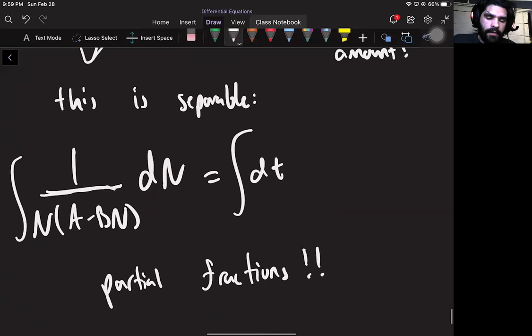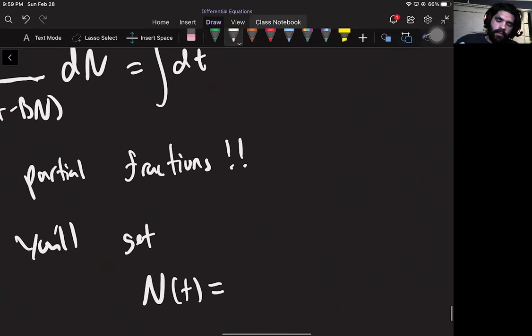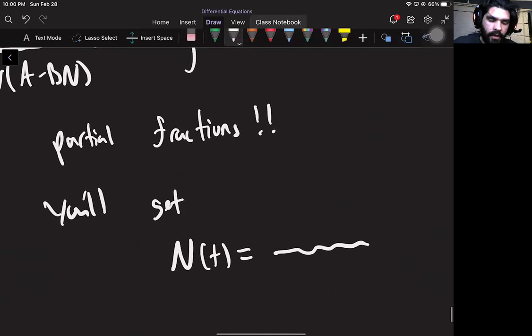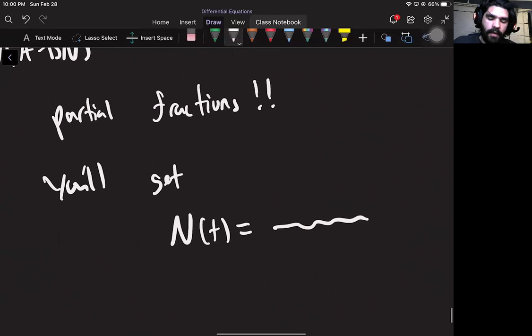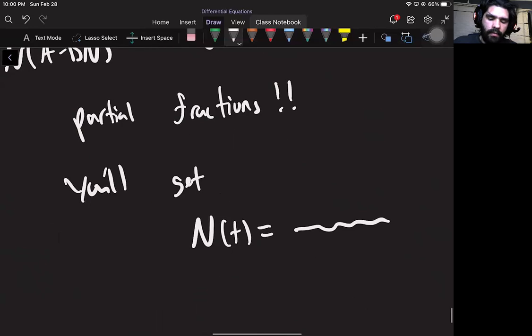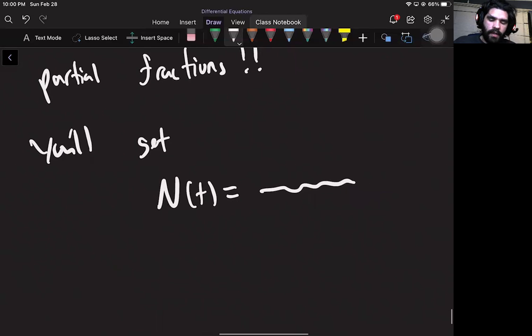But in any case, you'll get some formula for the amount, which has built into it this ratio of a over b being a limiting amount, which causes the derivative to be 0 when the amount gets to a over b. But instead of giving you the function, I'll give you that in the lecture problem instead.